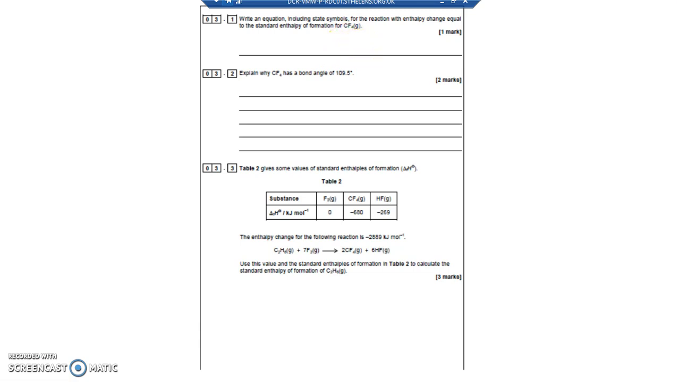What will we make it from? We'll make it from carbon and fluorine. Carbon, C, is a solid, and fluorine is F2. We're going to need 2 moles of F2, and that's a yellow gas.